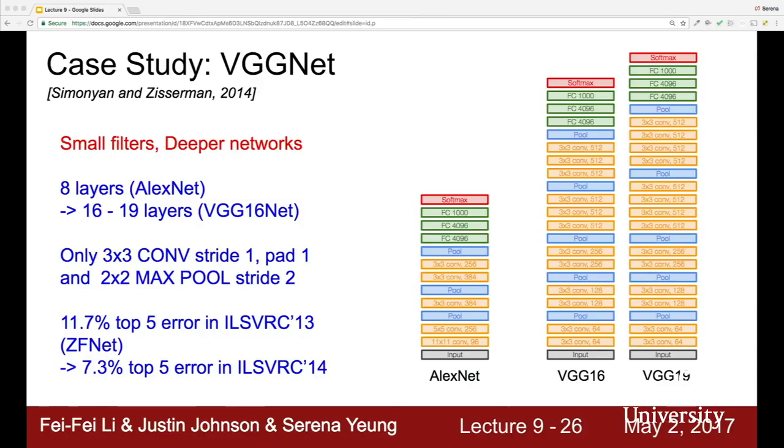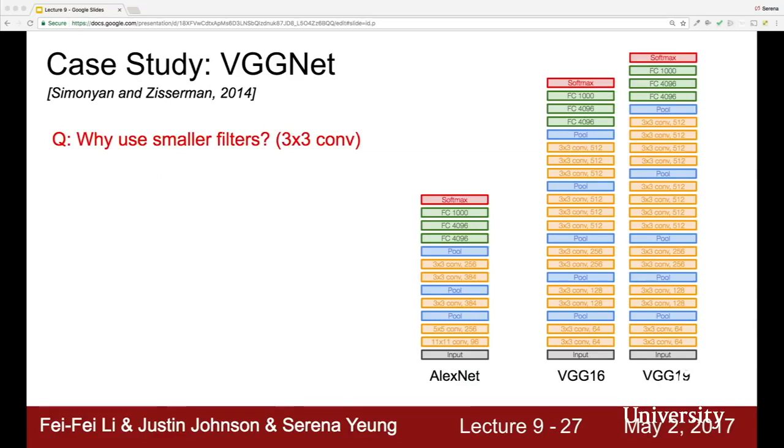One key thing that they did was they kept very small filters, so only 3 by 3 convs all the way, which is basically the smallest conv filter size that looks at a little bit of the neighboring pixels. They just kept this very simple structure of 3 by 3 convs with periodic pooling all the way through the network. And this very simple, elegant network architecture was able to get 7.3% top 5 error on the ImageNet challenge.